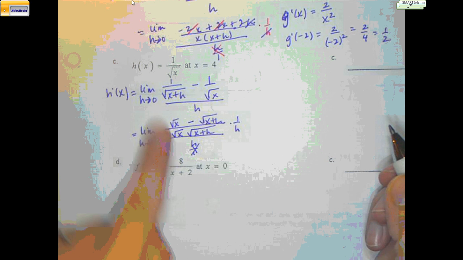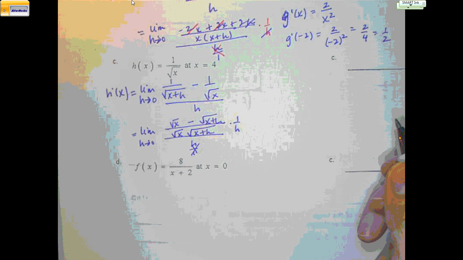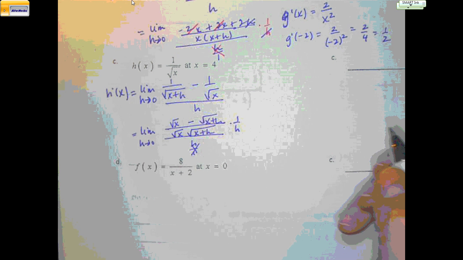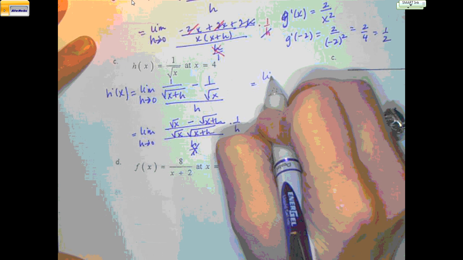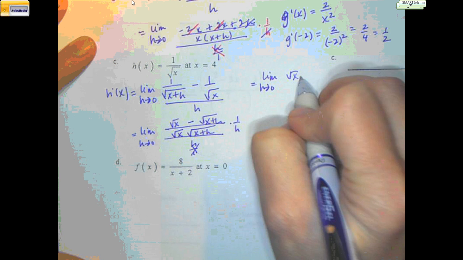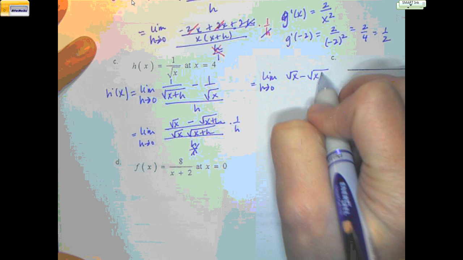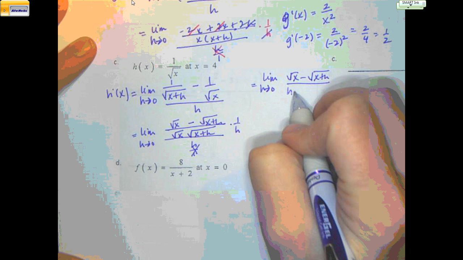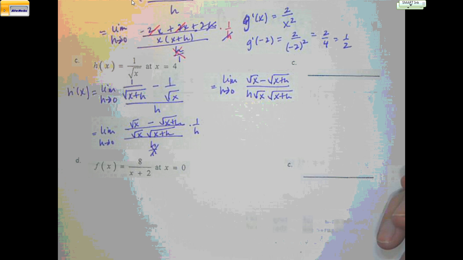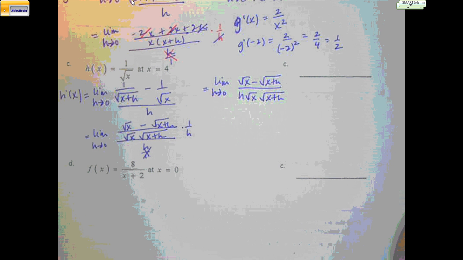But has that h really done anything for us? It really hasn't. We're just going to have to rewrite the problem. So we have equals the limit as h approaches 0. On the top, I have radical x minus radical x plus h, all over h times the square root of x times the square root of x plus h. I feel like this is just getting worse. What do we do? Cry.